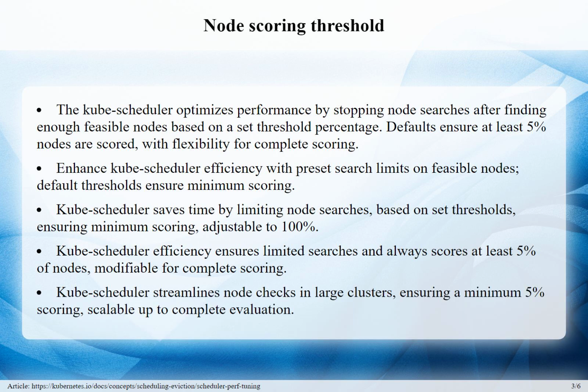Improve kube-scheduler efficiency by stopping node checks once enough feasible nodes are found, optimizing it for large clusters. Set a percentage, which translates into a number for node checks. Default mechanisms ensure 5% or more of nodes are evaluated. For 100% node scoring, users should adjust the threshold accordingly. Node iteration is elaborated in related documentation.